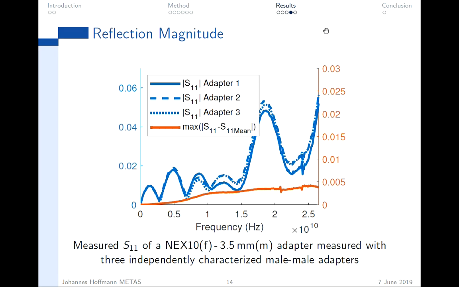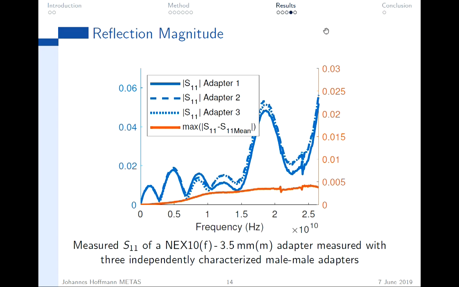Sorry. Here are the results for S11 of the commercial adapter. What we did is we had 3 of these special adapters, which we characterized. Then we used each individually characterized special adapter to measure the S parameters of the commercial adapter. And this is what you see here. These are the 3 adapters, and here are the 3 results. Basically, this is the maximum difference you get.